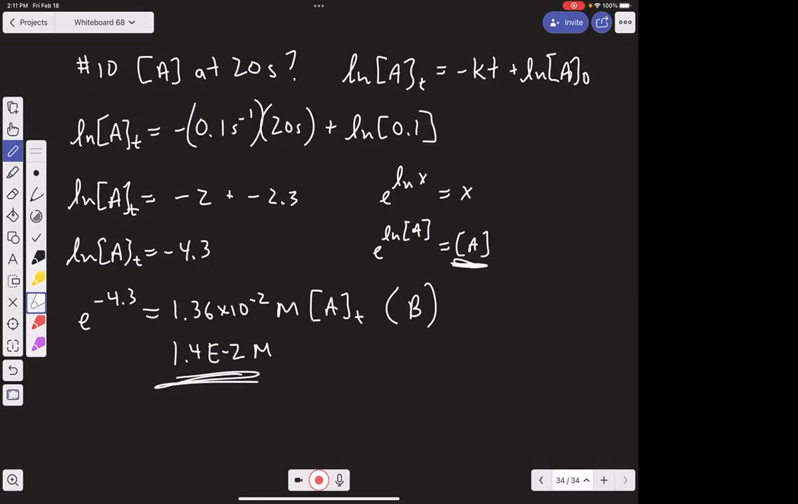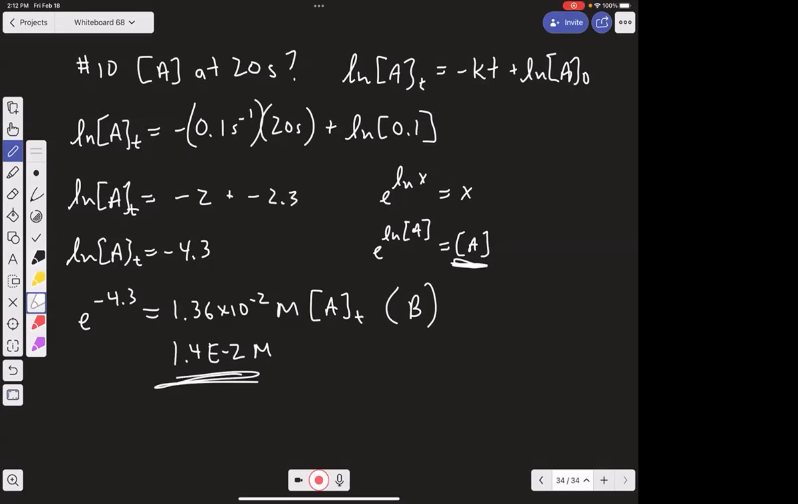Can you explain again? Is that just taking the natural log of -4.3? Is it just another way to look at it? So this is the opposite. This is to get rid of the natural log, because at this point we haven't solved for concentration. We've solved for the natural log of concentration equals -4.3. And that's where I gave you this hint in class, that e raised to the natural log of x returns x. It gives you x back.